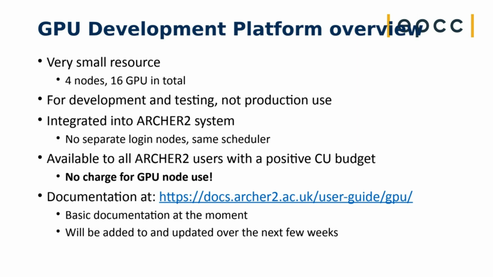It uses the same file systems as Archer 2. So the way you use normal compute nodes, you should expect exactly the same file systems available on the GPU compute nodes, namely the work Lustre file systems, and the solid-state NVMe file system as well. It's available to all Archer 2 users who have a positive CU budget, so you don't need to request any special access or anything like that. Anybody can submit jobs to the GPU as long as you have a positive budget, and there's no charge for the GPU node use. We've got documentation in the usual Archer 2 user guide.